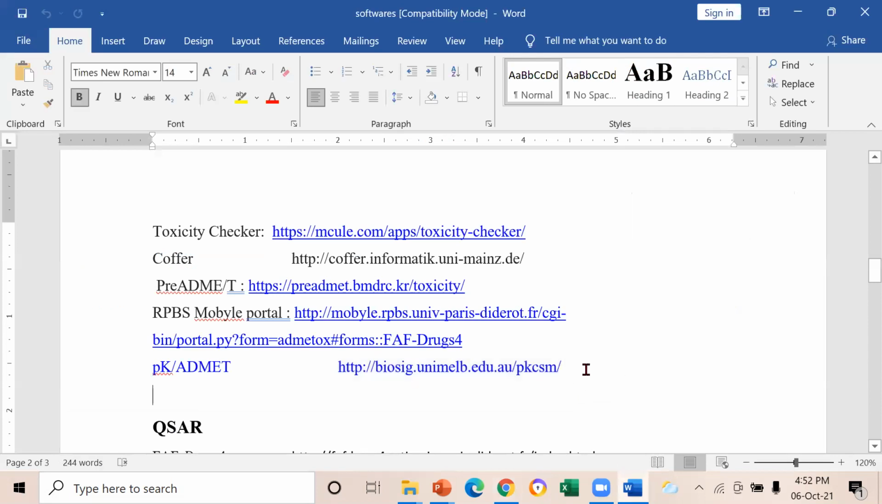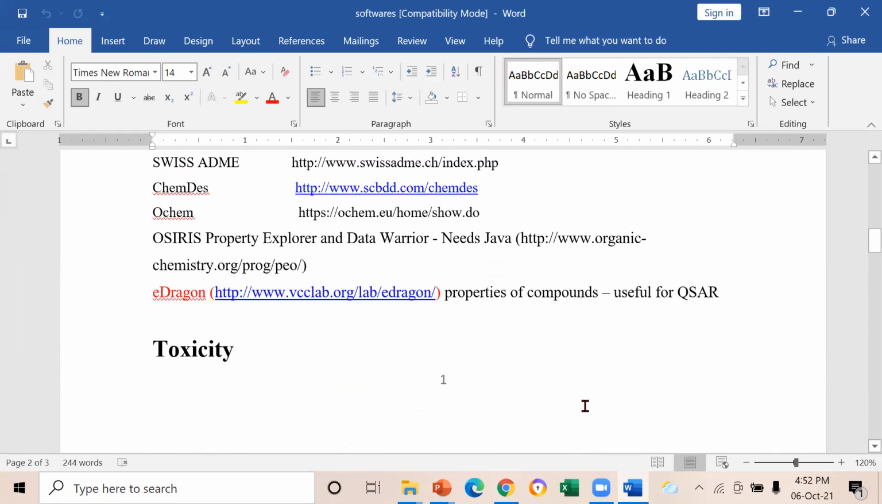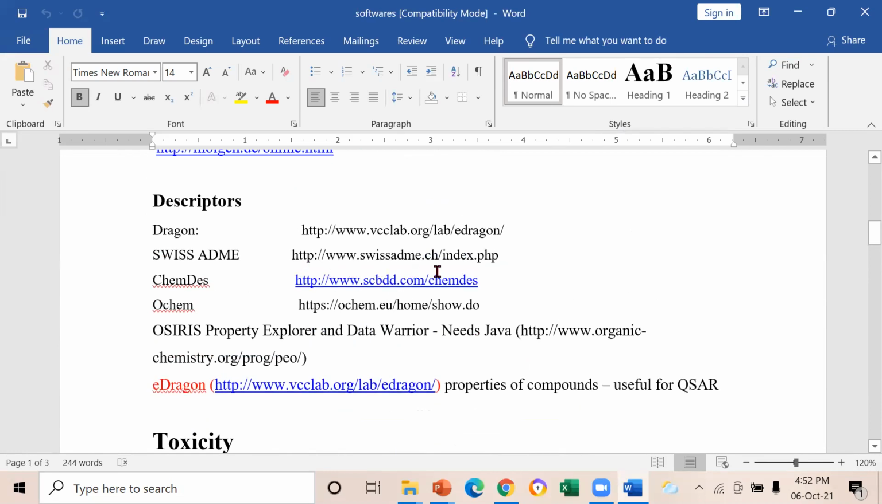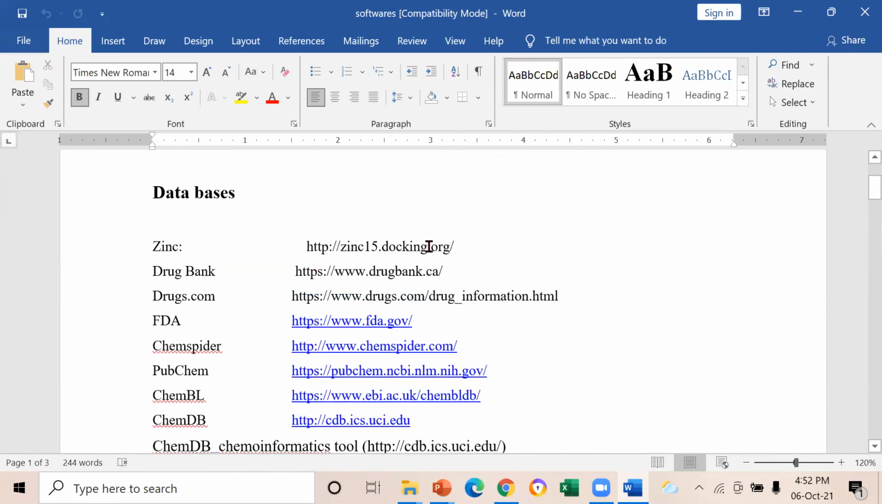This is the website for this ADMET tool, and this is the website for Swiss ADME. And the ZINC database, this is the website.